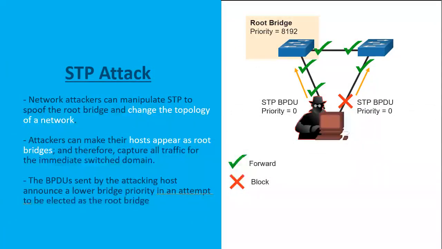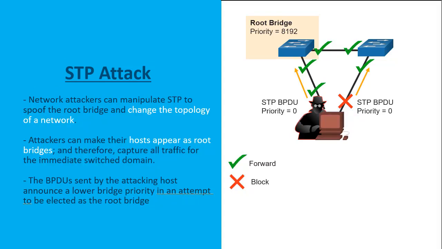Spanning tree is a protocol that is on by default on our Cisco switches. Its job is to provide us redundant connections while maintaining loop-free pathways, and it does it great. But the problem is threat actors can utilize spanning tree to actually change the topology of your network infrastructure. Now, the way they would do this is based off of logical, not physical connections, but they would make their host appear as a root bridge.